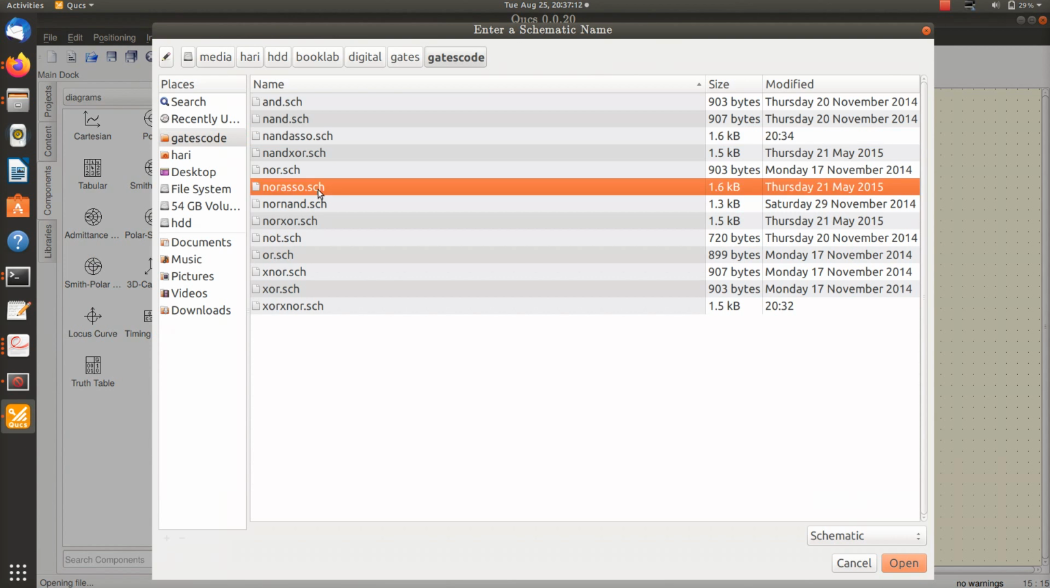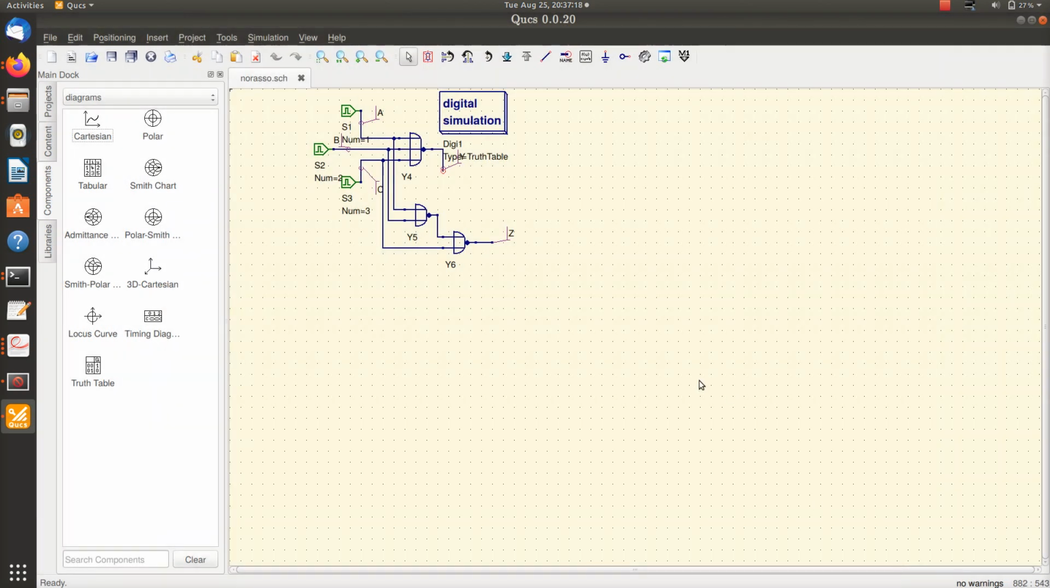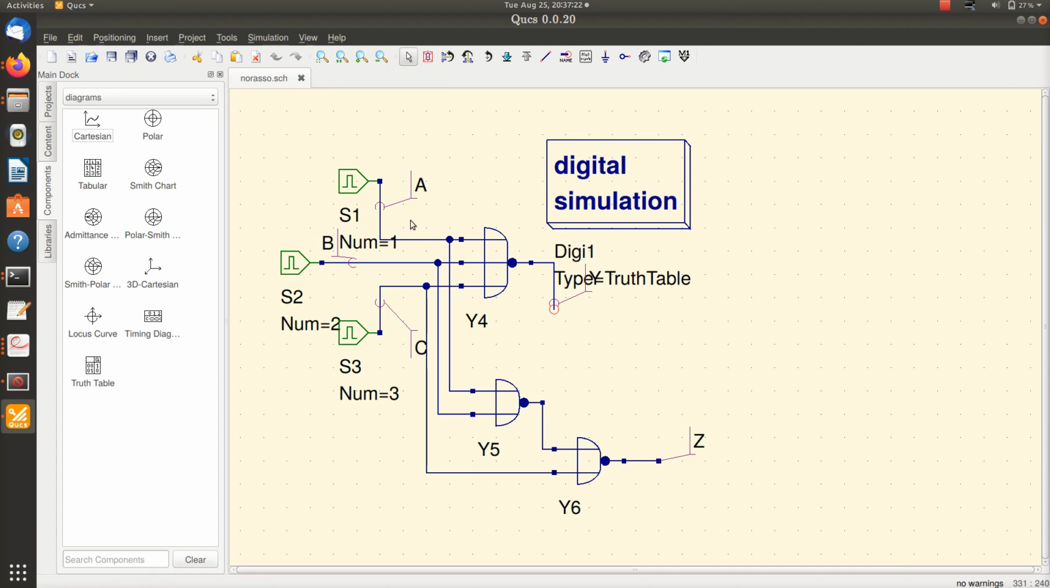Now let us see whether NOR is associative. Here also I have a similar setup. The only difference is the gate, which is a NOR. Now you can see that these two things are different.